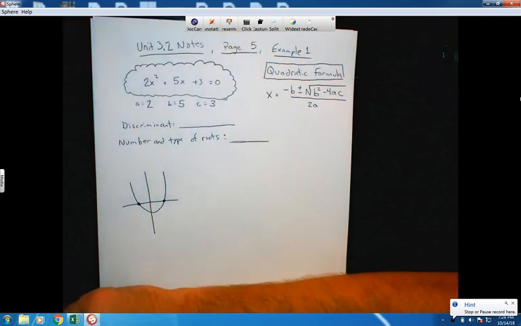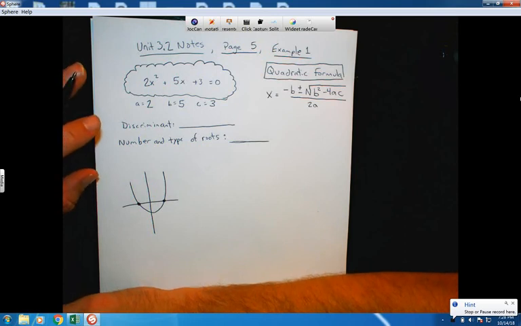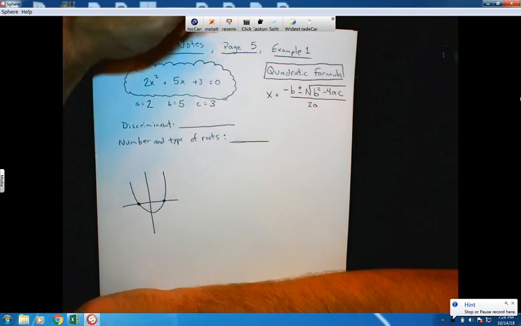So let's start by putting those 3 numbers into the quadratic formula. Let's ignore this idea of discriminant. Let's ignore the idea of number and type of roots. And let's just figure out where this parabola hits the ground. So let's just use the quadratic formula now.